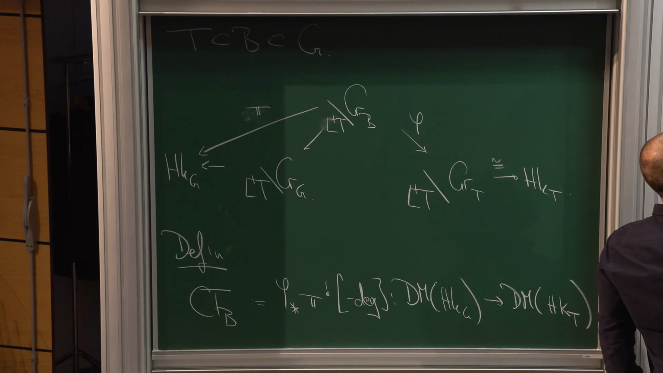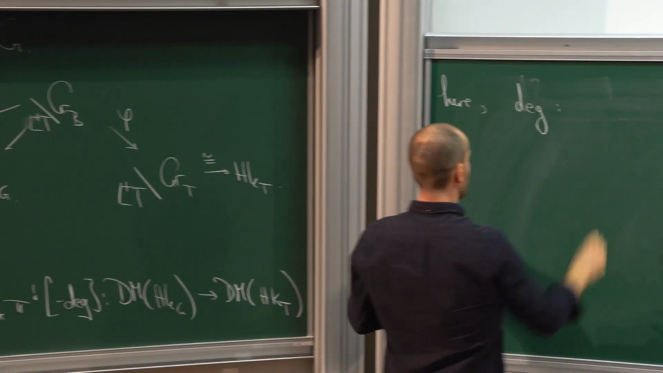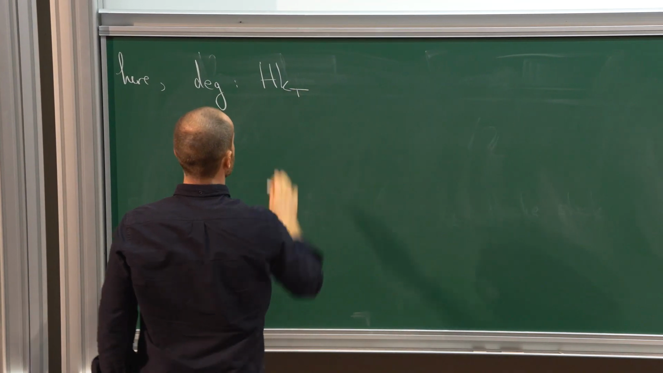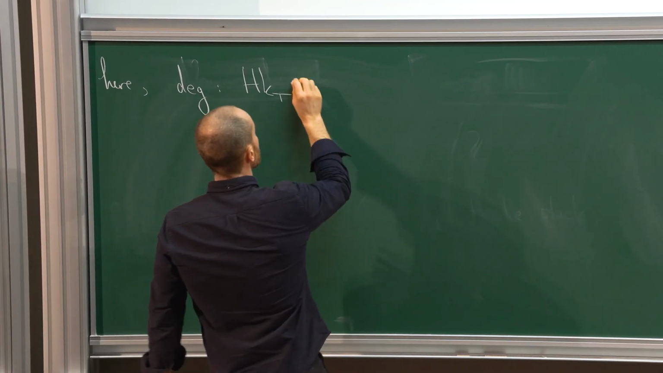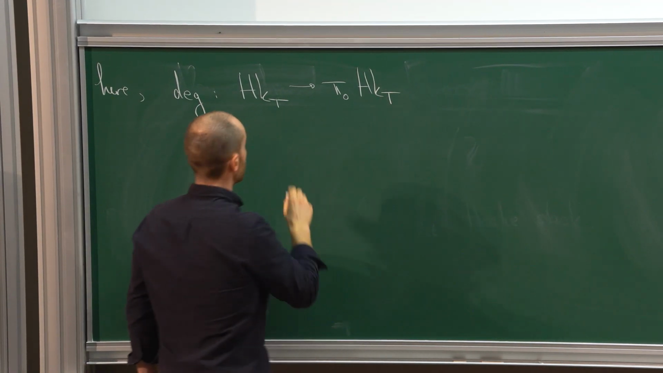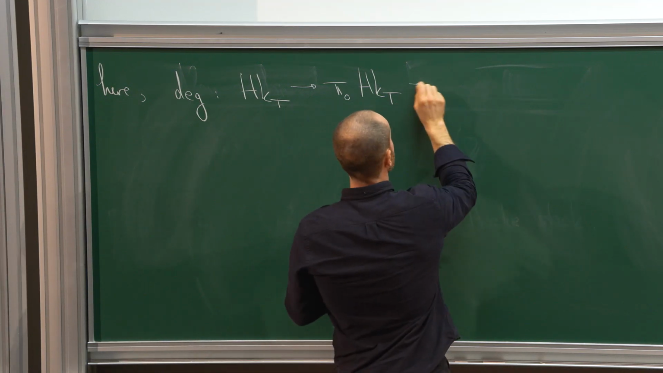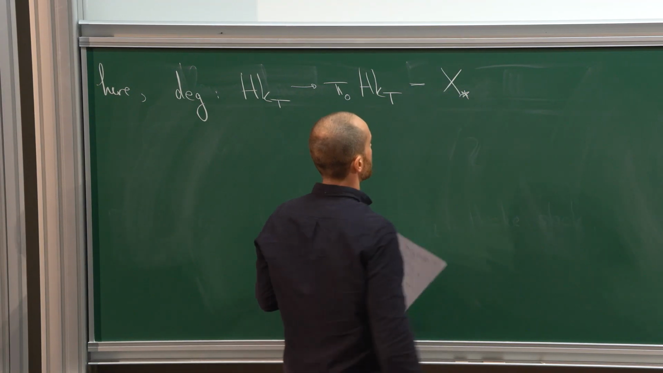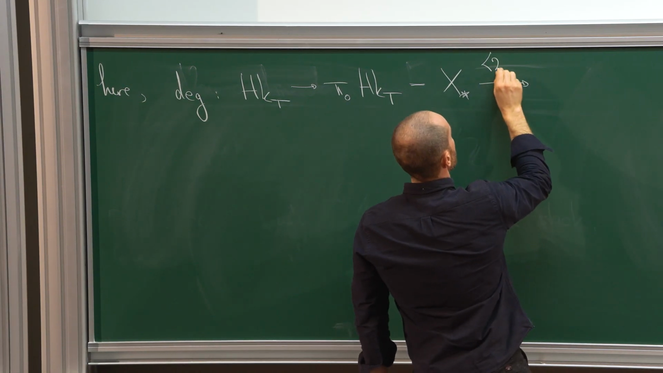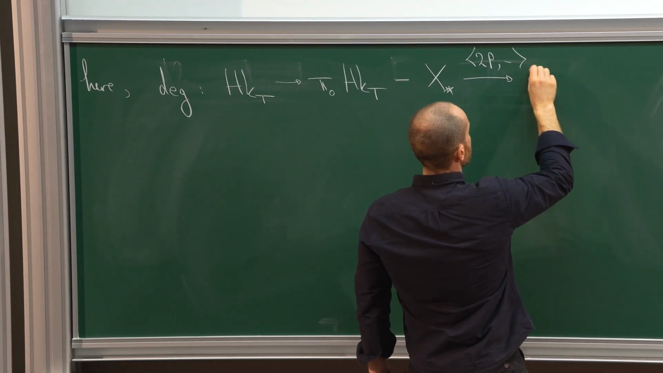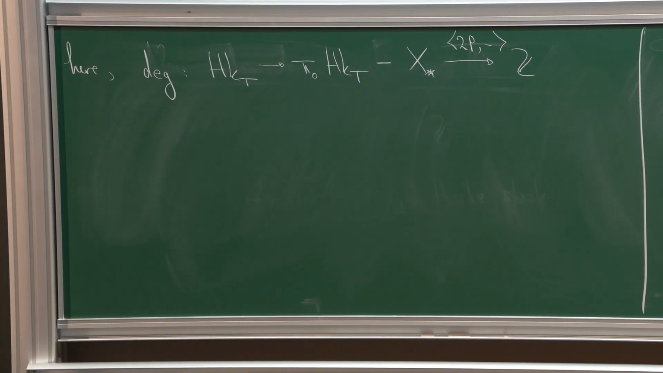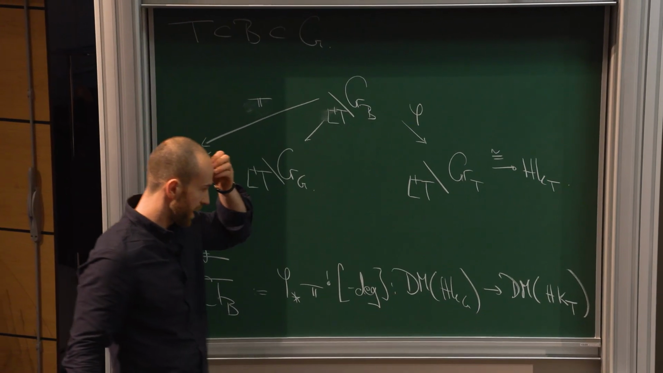Here, this degree, it's a locally constant function on the Hecke stack of T. So you go to the connected components. These identify with the co-characters, and then you pair with 2 rho and get an integer. So this is a locally constant function, and we can do a cohomological shift by the negative of it.